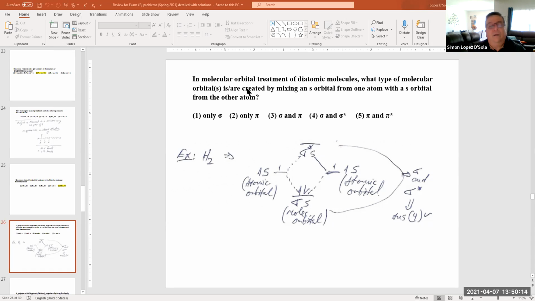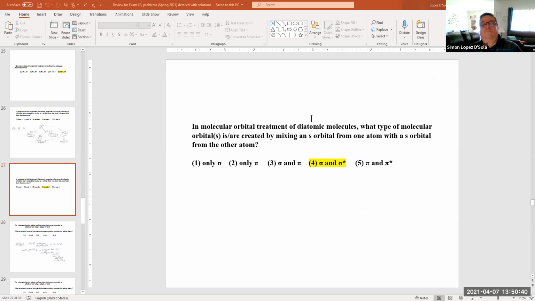which is the sigma star. So the 2 electrons in the ground state will locate in the most stable one, lower in energy, which is the sigma 2s. And the sigma star 2s, which is the anti-bonding, is empty. So the 2 possible orbitals are sigma and sigma star. So the answer in this case is 4, sigma and sigma star.